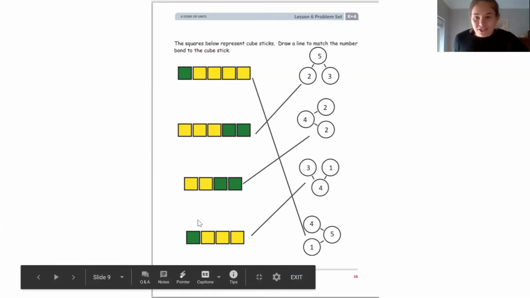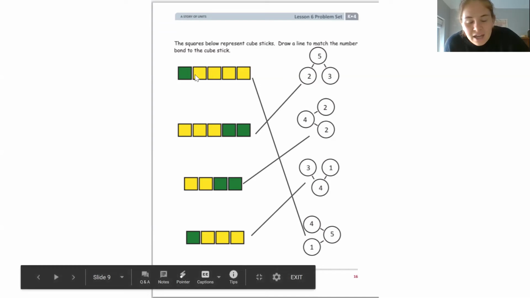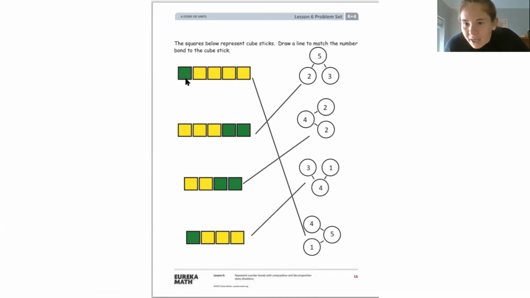As an extra special activity, you can practice telling stories about these number bonds to a friend at home, someone in your family, or even a stuffed animal or a pet. Tell them stories about these cubes. You could say, I have 4 pet lizards and 1 pet cat, and together I have 5 animals, right? You can make up any story you want.